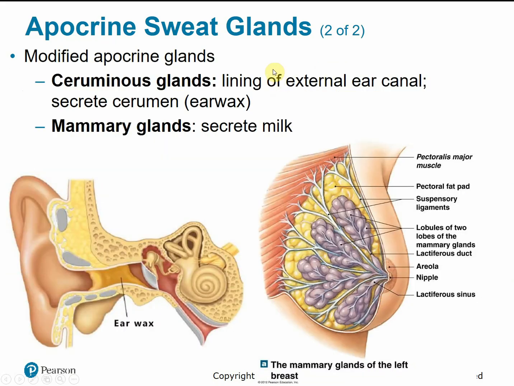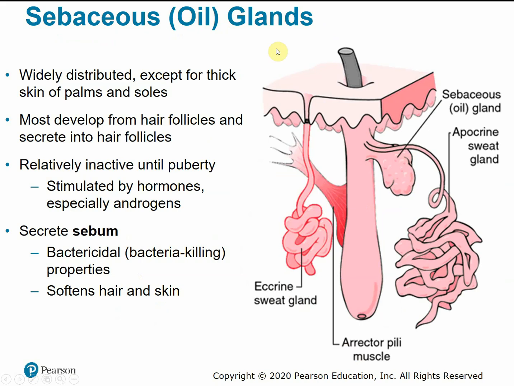The modified forms of these apocrine glands include ceruminous glands in the ear that produce earwax, and mammary glands in the breast that produce milk. Sebaceous or oil glands are widely distributed except for those few select areas like the palms of the hands and soles of the feet. Similar to those apocrine sweat glands, these sebaceous oil glands also secrete directly into the hair follicle. This helps to soften the hair and the skin, as well as produce some bactericidal or antimicrobial proteins to help prevent any bacteria from traveling down into the hair follicle and getting into the body.